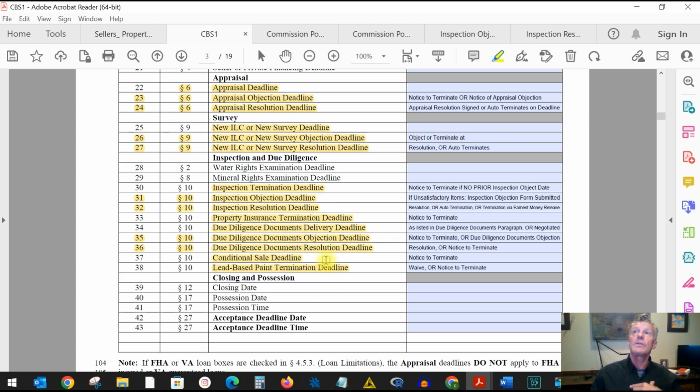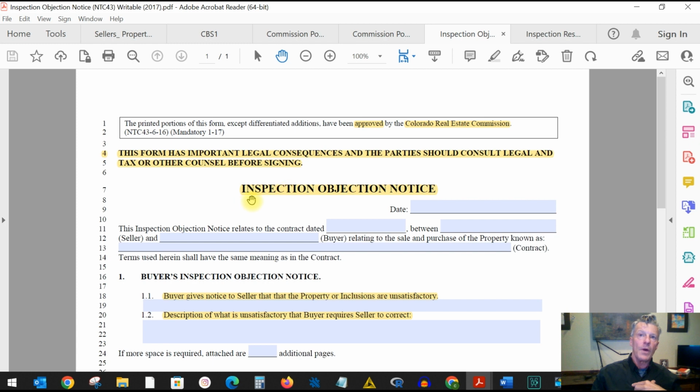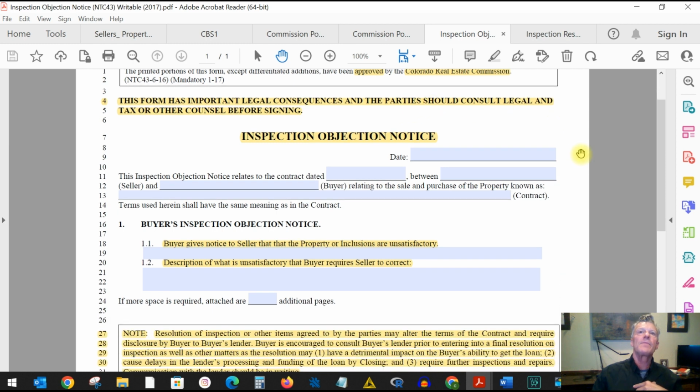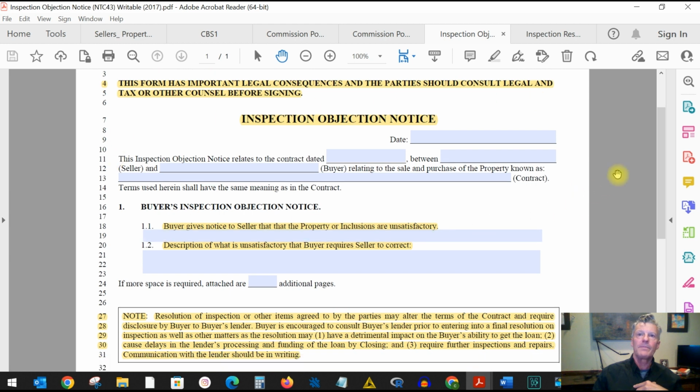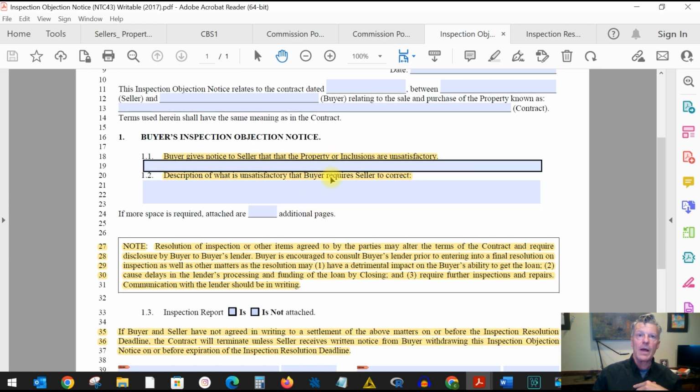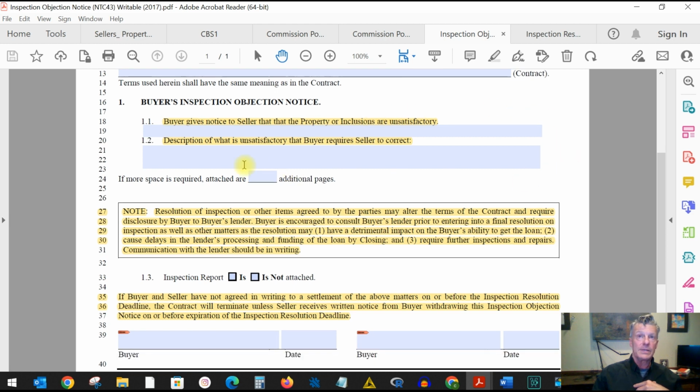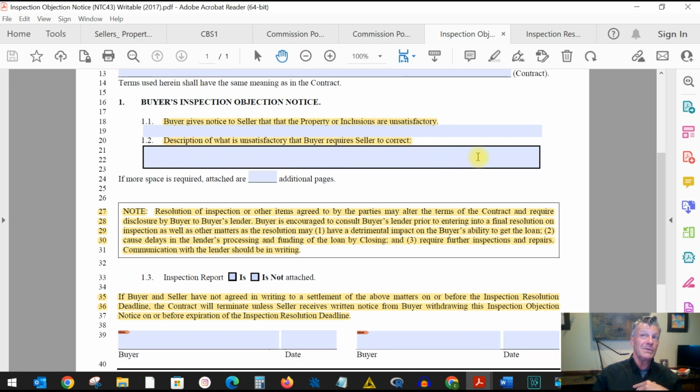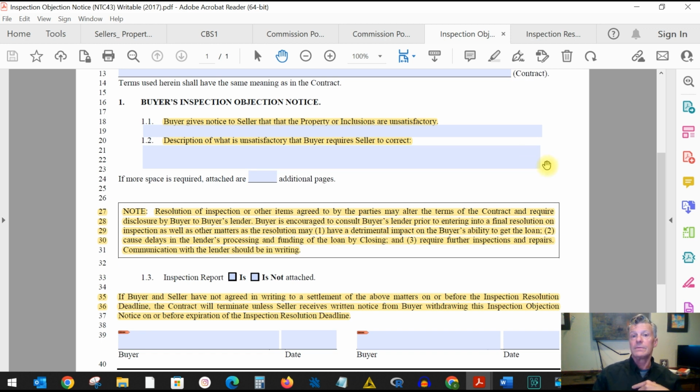Make sense? But let's look at those two forms real quick. The first form is that inspection objection notice by the inspection objection deadline, approved by the Colorado Real Estate Commission. Get tax and legal advice. It's going to talk about the property, and you're going to say what your problems are. You're going to say, this is what I want you to do. And it doesn't mean you'll get it, okay? You'll get that when you get the inspection resolution document all hammered out, and we'll talk about that next.